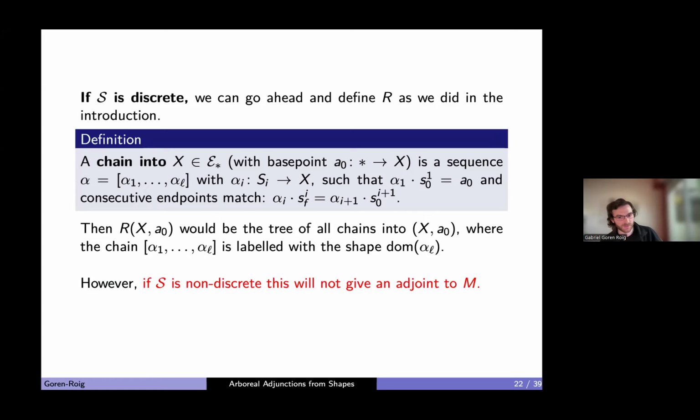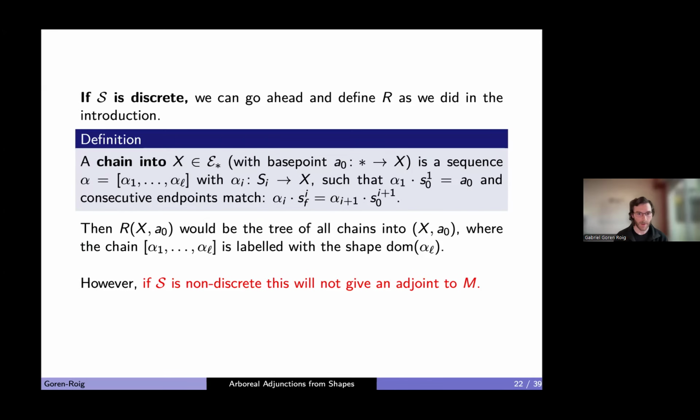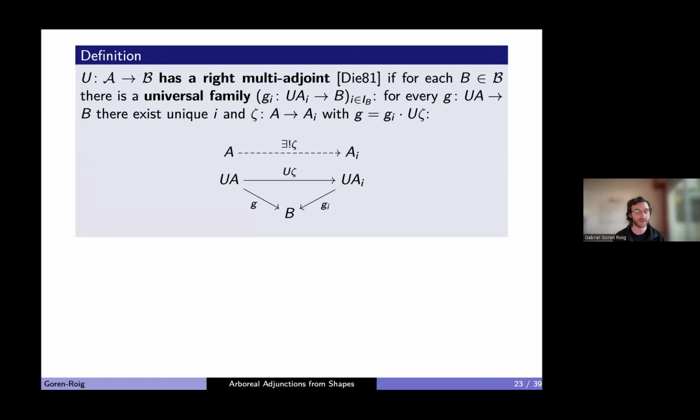Now, this doesn't work if the category S is non-discrete. I will try to give an explanation of why we care about the non-discrete case. From the categorical perspective, it is quite natural to wonder about it, but it's also interesting from the logical side. If S is not discrete, in order to find a way of describing this right adjoint, I will have to introduce an assumption, which involves right multi-adjoints.